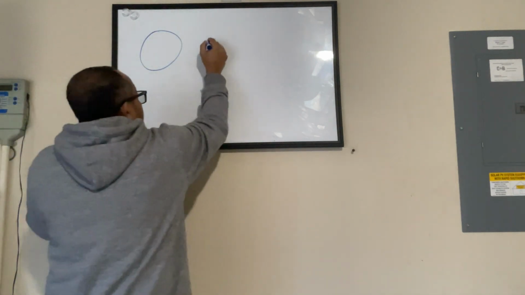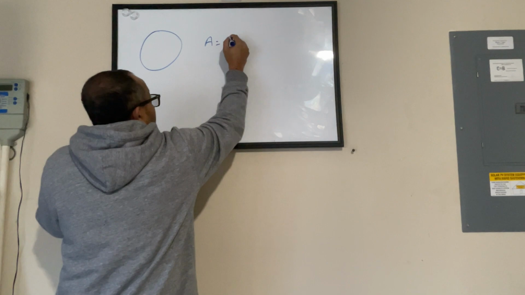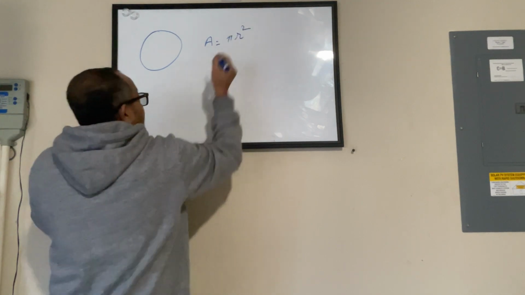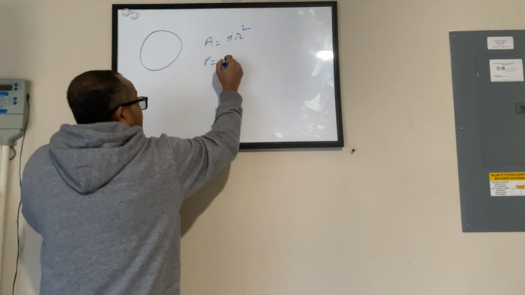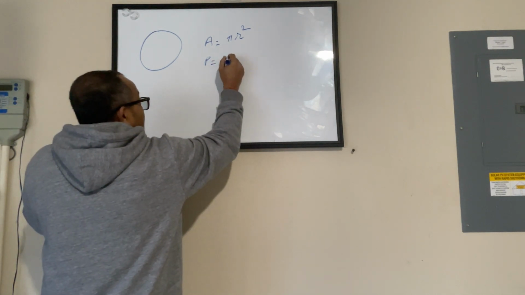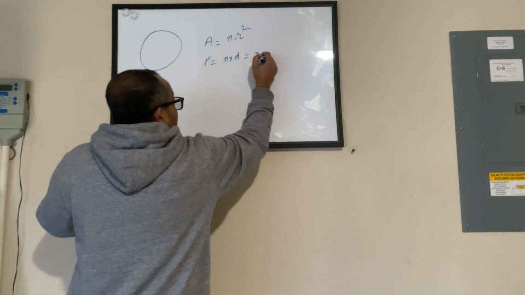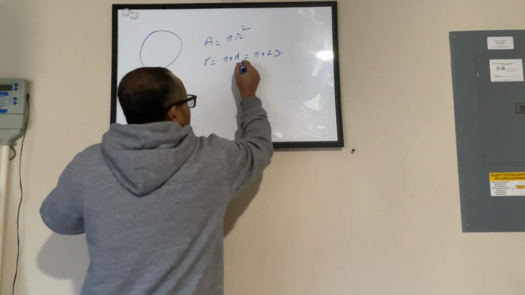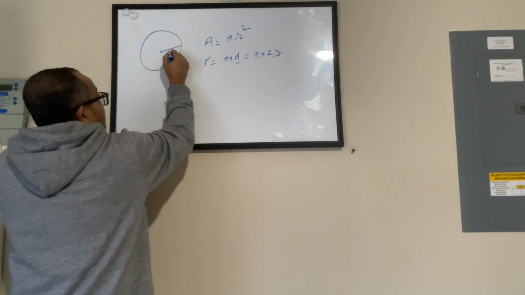What is the area? Pi times R squared. What is the perimeter? It equals pi times the diameter, or pi times 2 times r, because the diameter is nothing but double the radius. Okay, this is r.